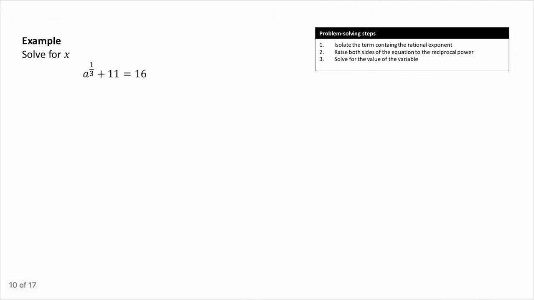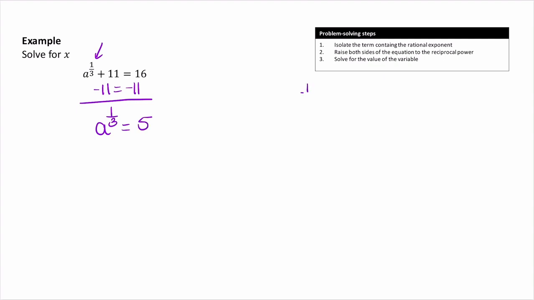So now let's try solving this equation for x. Whenever I'm working with equations that have rational exponents, I'm going to work on first isolating the term that has that rational exponent. So in this case, I want to isolate that a to the 1/3. Well, I can do that by first subtracting 11 from both sides. So when I subtract 11 from both sides, I get a to the 1 over 3 equals 16 minus 11, which is 5.